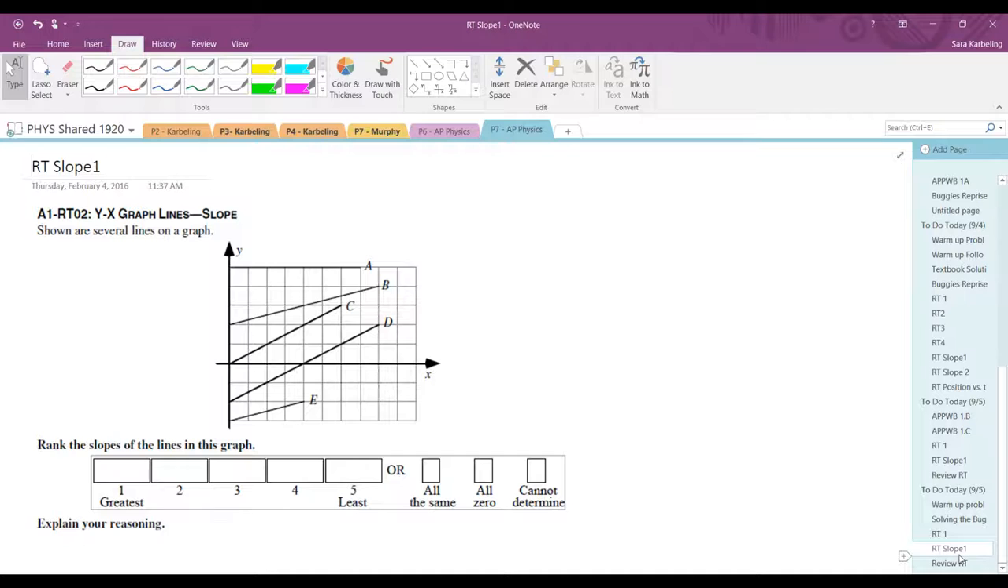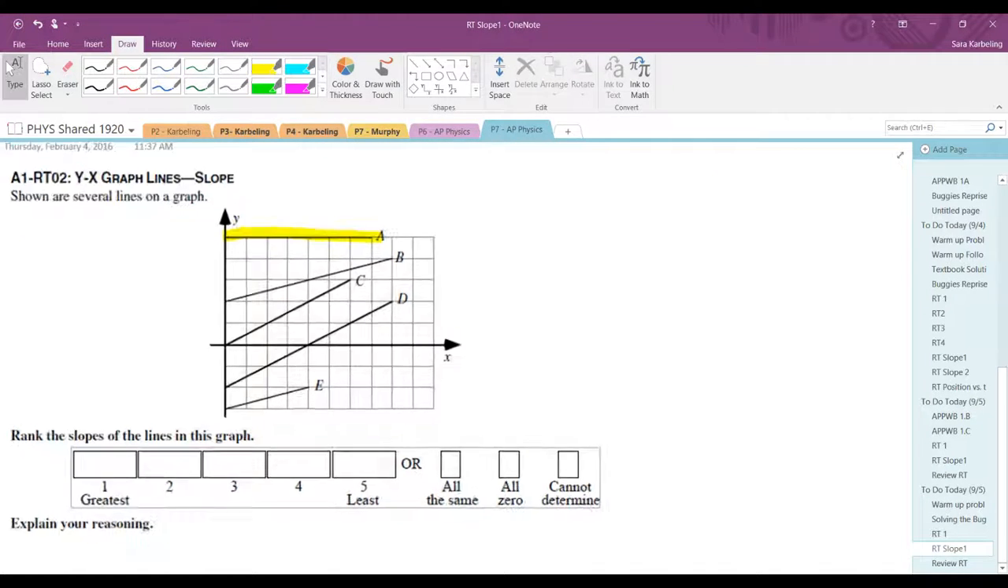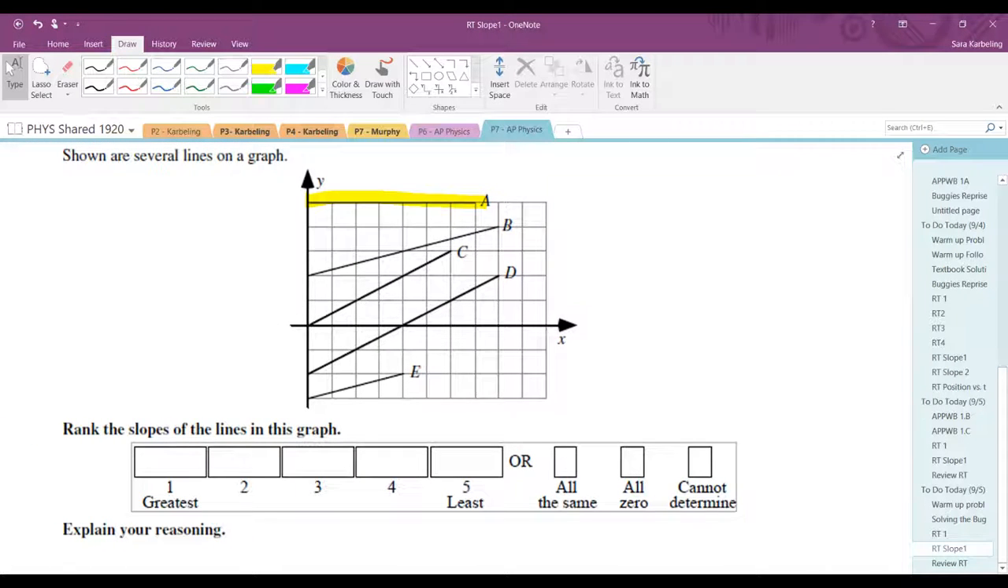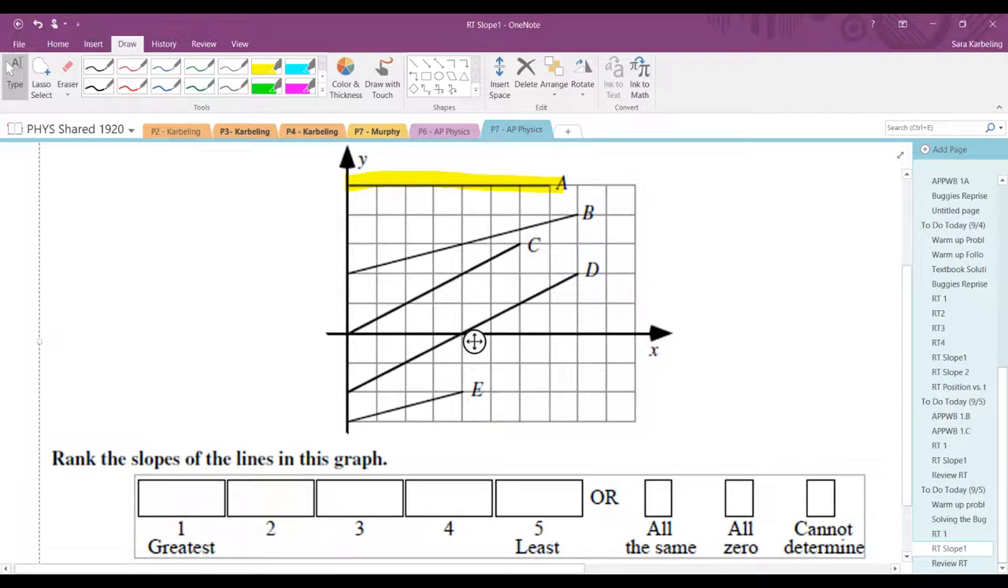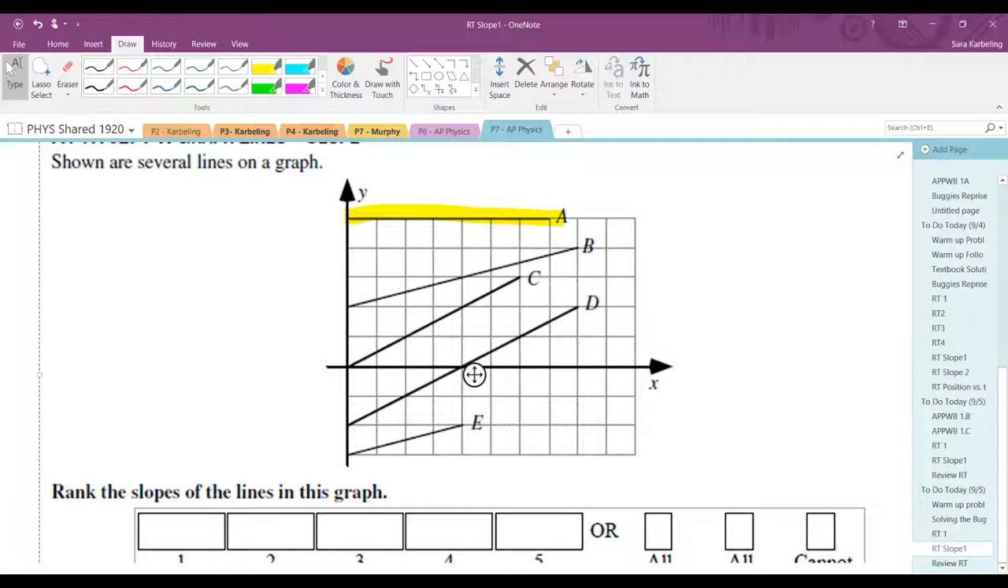Okay. This one's not hard per se, but it is definitely harder than the last one. That is A right there. It's kind of hard to see. It says shown are several lines on a graph. Rank the slopes of the lines in this graph. So I'll let you go ahead and take a look at that one with your partner, have a conversation, write it down on your whiteboard, then we'll discuss.